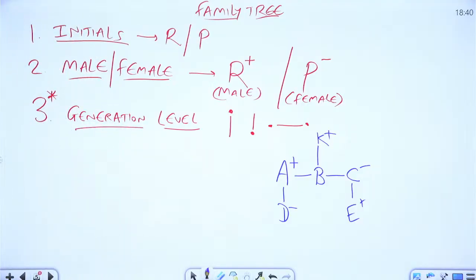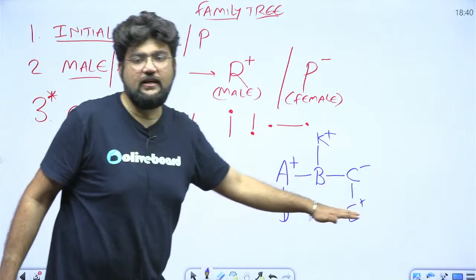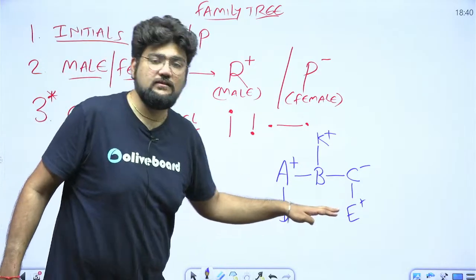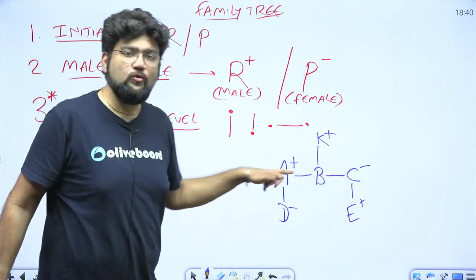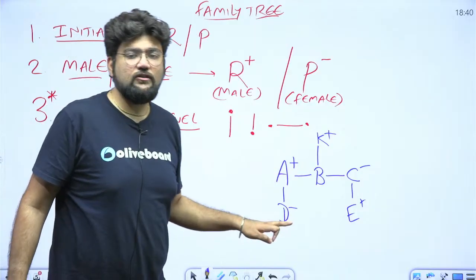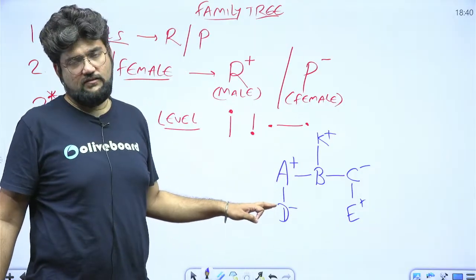And how about D and E, guys? I told you they may be on the same level. See, they are on the same level here, but they are not connected to each other. That means they are cousins. If they were on the same level and connected to each other, real brothers and sisters. If on the same level, not connected to each other, cousins.